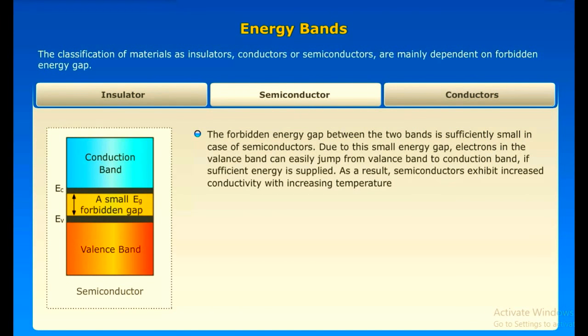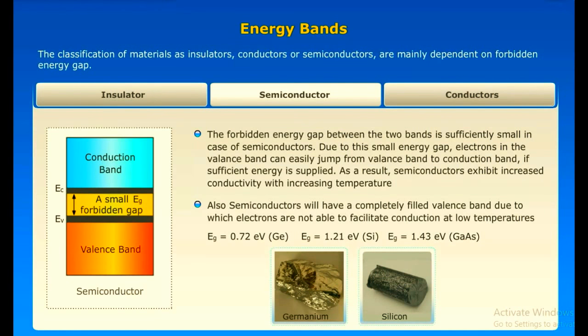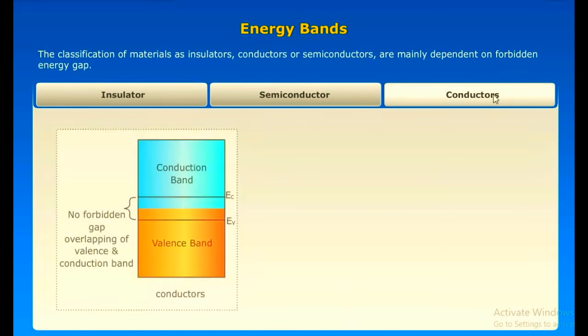Semiconductor. The forbidden energy gap between the two bands is sufficiently small in the case of semiconductors. Due to this small energy gap, electrons in the valence band can easily jump from the valence band to the conduction band if sufficient energy is supplied. As a result, semiconductors exhibit increased conductivity with increasing temperature. Also, semiconductors have a completely filled valence band, due to which electrons are not able to facilitate conduction at low temperatures. Examples of semiconductors are germanium and silicon.